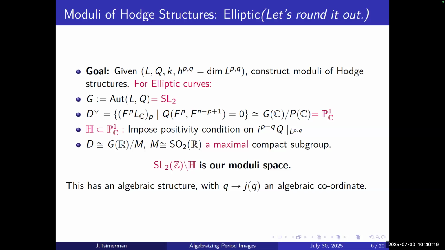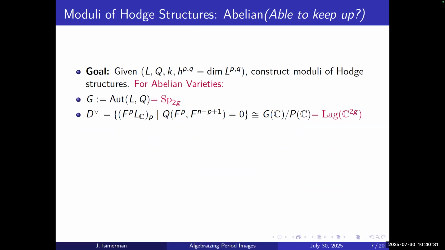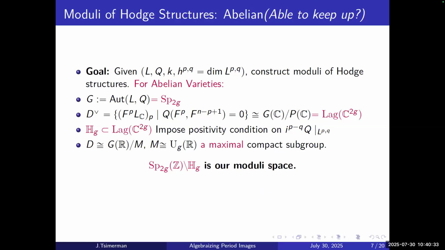And in this case, this has a natural algebraic structure on it. The familiar J function gives you a rational coordinate on the space. So this does end up being algebraic as a complex space. So very briefly, if you do this for abelian varieties, you get a very similar picture. Everything's the same as elliptic curves. The dimension is now higher.